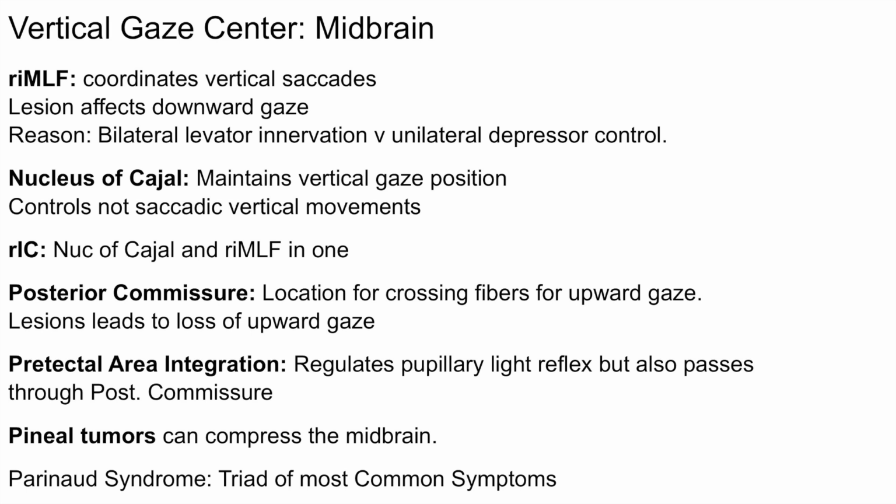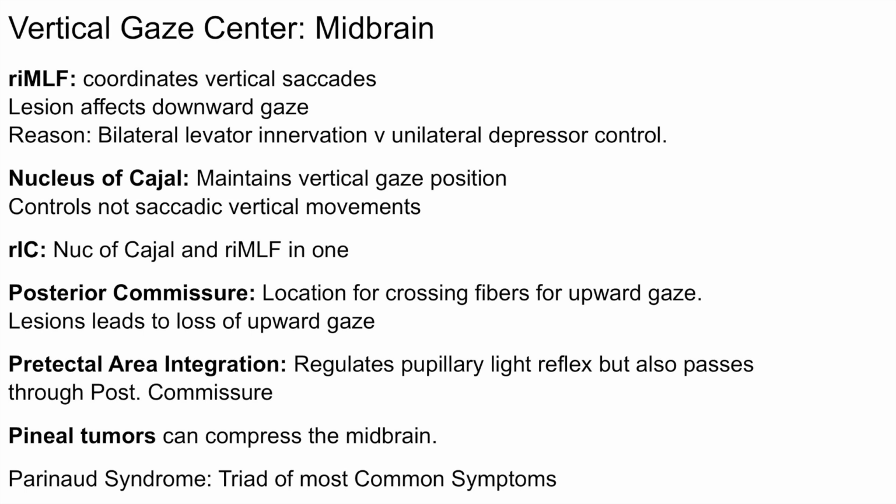Okay? So right next to it is the nucleus of Cajal, which doesn't initiate movement, but instead holds the eyes in a vertical position once they get there. So think of RI-MLF as the, hey, let's move, and then Cajal is going, "Ca-hold, bro, I need you to ca-hold that position right there." So when both functions are bundled together, you will see them termed RINC, which is essentially the integrated vertical gaze control system. It's both of them in one.